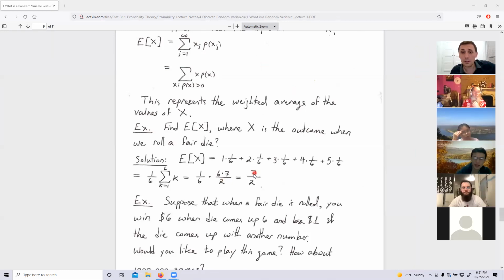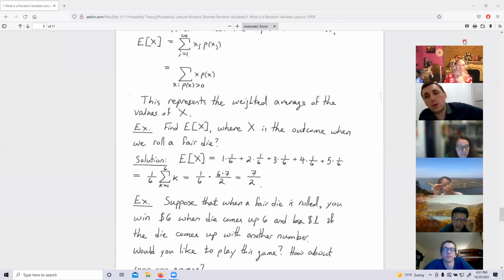All right, so what is 7/2? So how to interpret it? It means, for instance, that if you were to be paid $1 if 1 comes out, or $2 if 2 comes out, and so on, then if you run the simulation and play, let's say, 1,000,000 games, it's as if you're getting $7/2 per game.